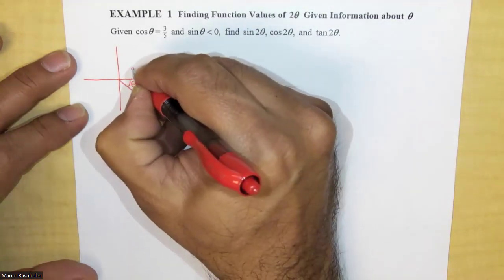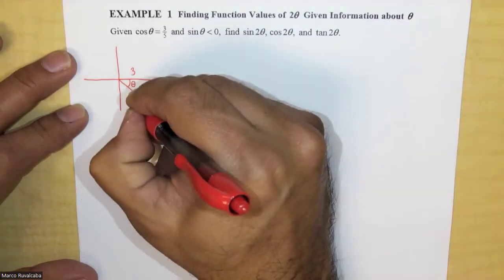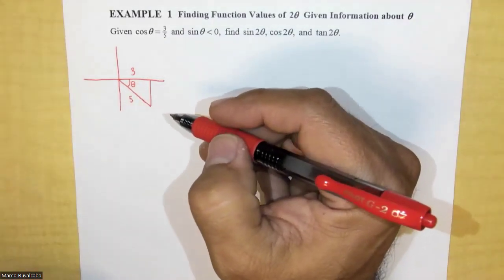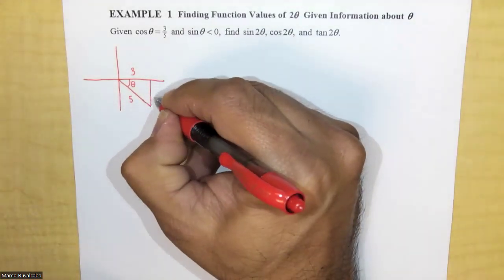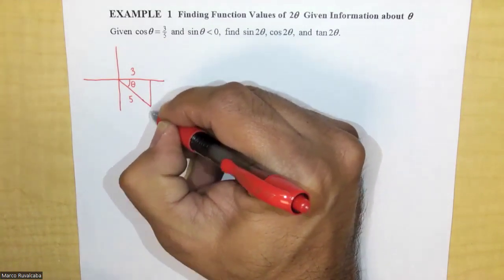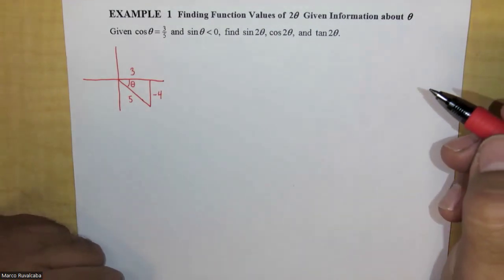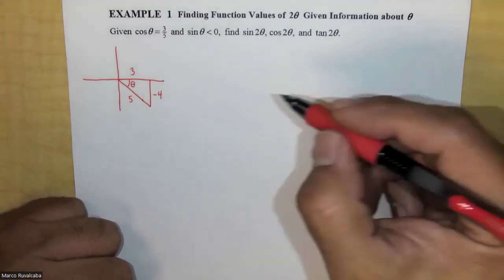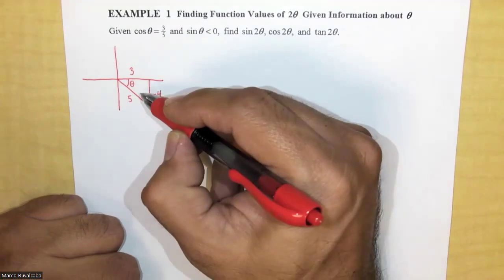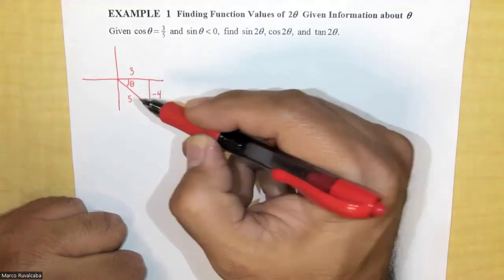So this would be 3. And this will be 5. And if you use the Pythagorean theorem, you would find that this is 4. But since it's down here, it's negative 4. Okay. So remember that sine is negative. That means it's this configuration right here.